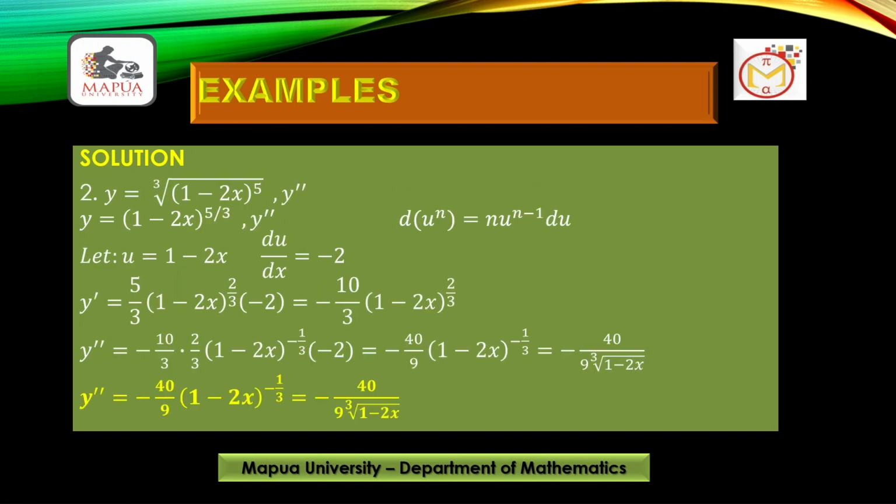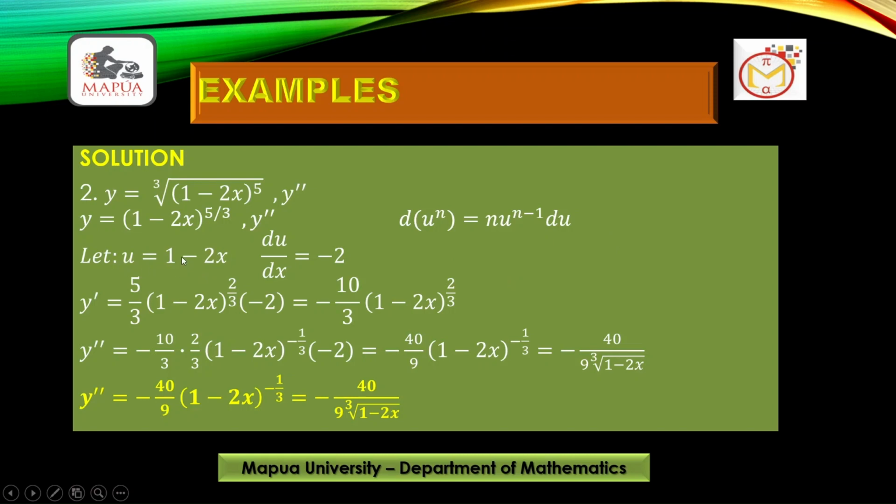For our next example, y is equal to the cube root of the quantity 1 minus 2x raised to the fifth power, and then we are looking for the second order derivative. Now, this function can also be expressed as the quantity 1 minus 2x raised to 5 over 3. And then we can apply the power rule here. This is an example of the derivative of u raised to n, wherein we have to bring down the exponent and then the quantity raised to n minus 1 and multiplied by du. So we have to find the derivative of u.